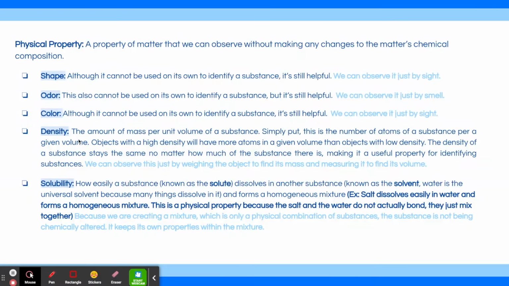Density, which is the amount of mass per unit volume of a substance, is a physical property because we can observe it just by weighing the object to find its mass and measuring it to find its volume. Solubility, which is how easily a substance dissolves in another substance, is a physical property because dissolving one substance in another creates a mixture, which is a physical combination of substances. Neither of the substances is being chemically altered.